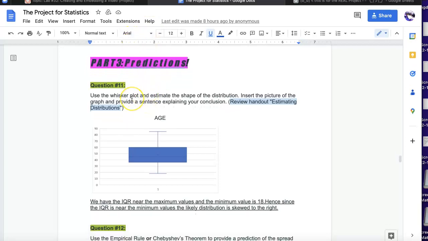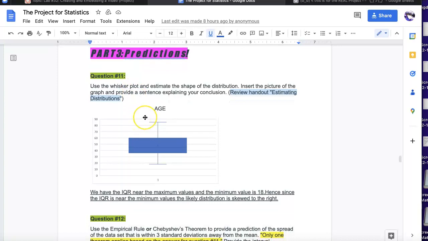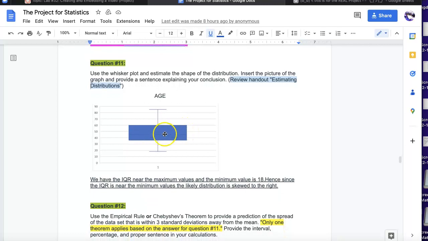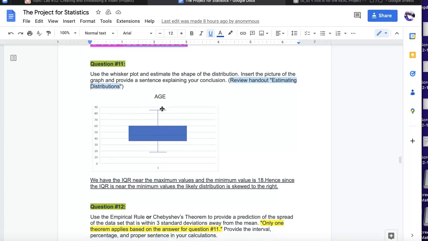So we're going to start off with question number 11, which is use the whisker plot and estimate the shape of the distribution. So basically we took our data set that we talked about in the previous video, and we plugged it into StatCrunch, and we created a box and whisker plot. And here's a picture of the output that we got.